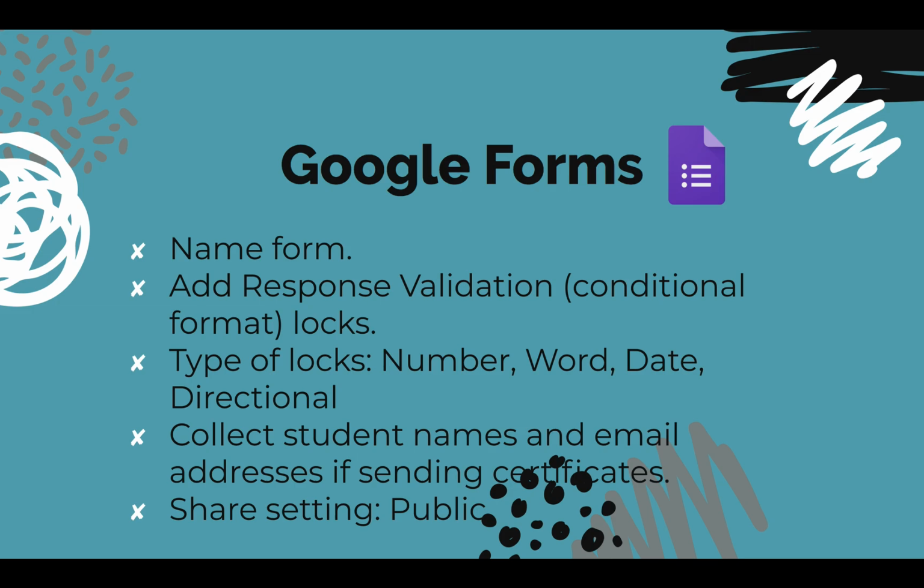So whether it's a word, it would be that specific word, either in all caps or all lowercase. And then you need to decide what type of locks you want to have. So again, there's a variety of locks that you can use. Numbers and words work well. With directional, you can't necessarily type in arrows, but you can say U for up, R for right, for example.